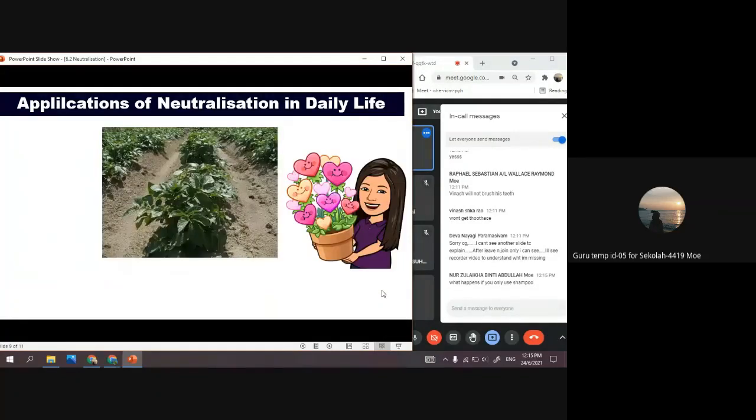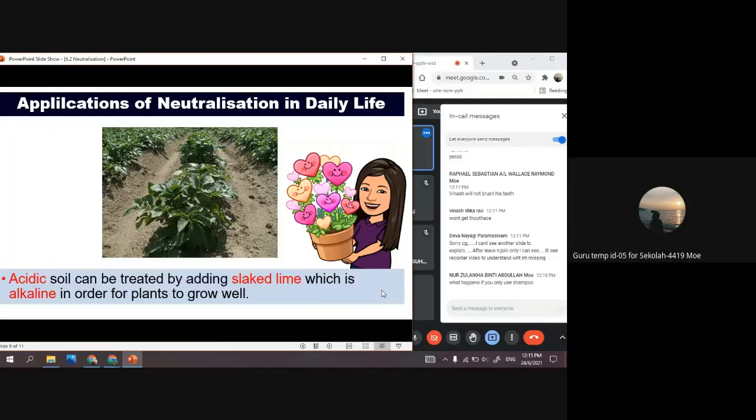Right. And then next, in agriculture, there are certain conditions for different plants. So acidic soil might not be too good for certain types of plants. Therefore, slate lime, which is alkaline, will be added into the soil to neutralize the acidity of the soil so that the soil will not be too acidic. It is important in order for plants to grow well.